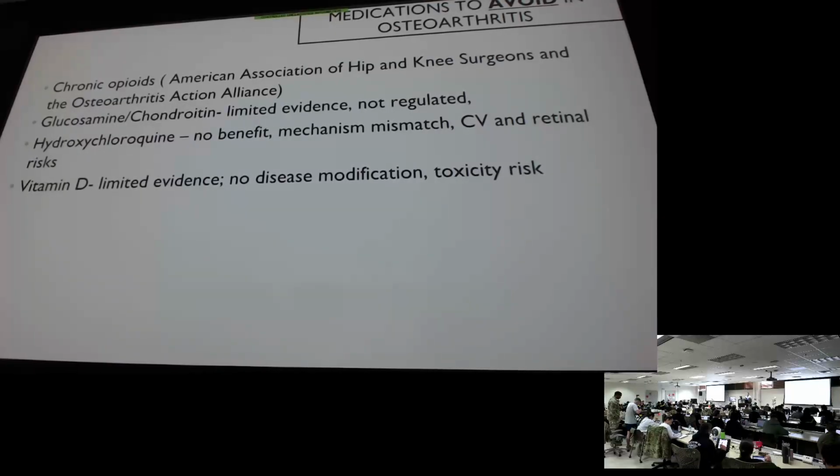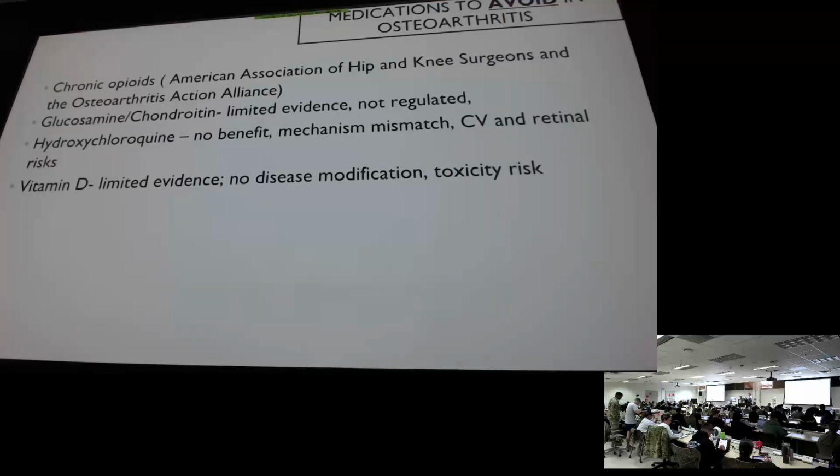Hydroxychloroquine, we're going to use it in RA, but this is a mismatch of the mechanism. It does nothing in OA. And it has a lot of risks, especially for CV and retinal. But sometimes you'll see folks put on hydroxychloroquine for OA. It's not going to do anything for them and very significant risks. And we'll talk about what the drug does when we get to RA.